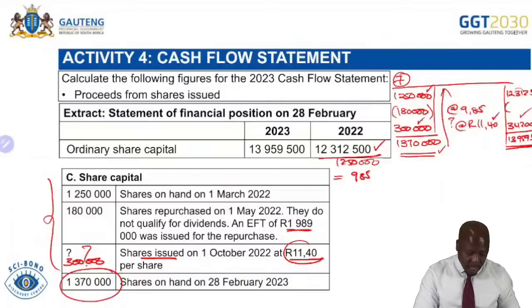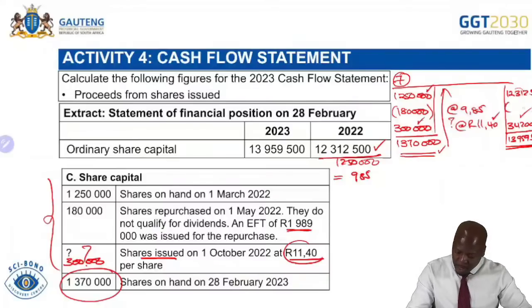Please punch that in your calculator. 180,000 multiplied by the 9 Rand 85. You will get 1,773,000. There it is. So once you have this and you have that and you have this, you can then get the 3,420,000. That therefore becomes easy.